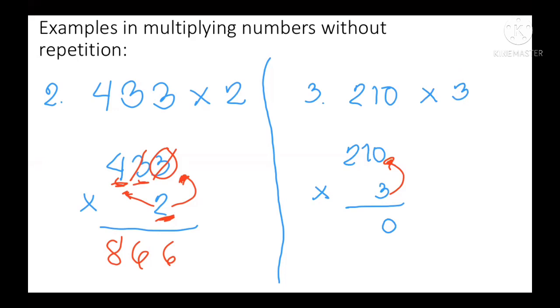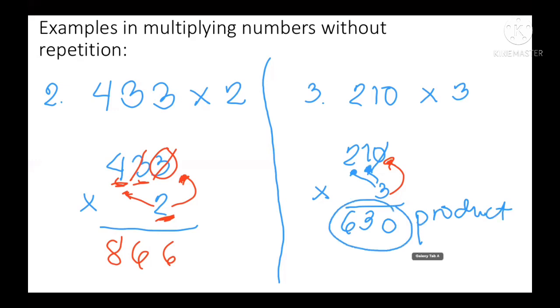Next, after the ones place, we move on to the tens place. So it will be 3 times 1. 3 times 1 is 3. Good job. And then 3 times 2. 3 times 2 is 6. So we have the answer, or the product, right? That is 630. 630. Okay?